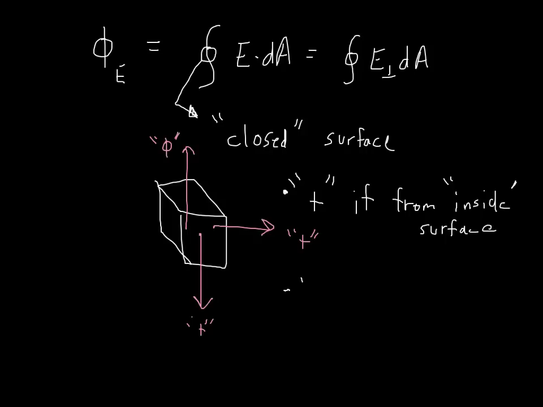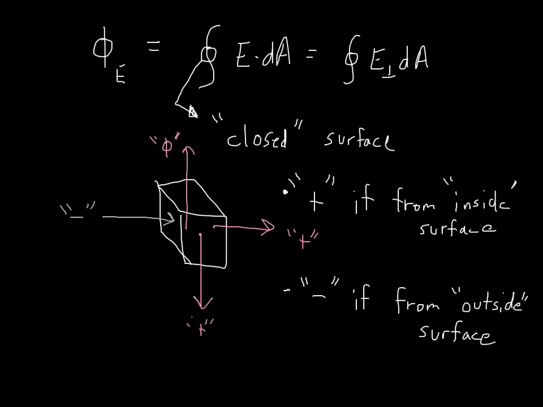Conversely, a field is negative if it's coming from outside the box. So if your field is penetrating into the box, into the surface, if it's coming from outside and going in, then it's going to be a negative field, negative flux. So I have a field line that starts out here and penetrates into the box. That's going to be a negative flux. And I have a field coming into the box. That's going to be a negative flux.